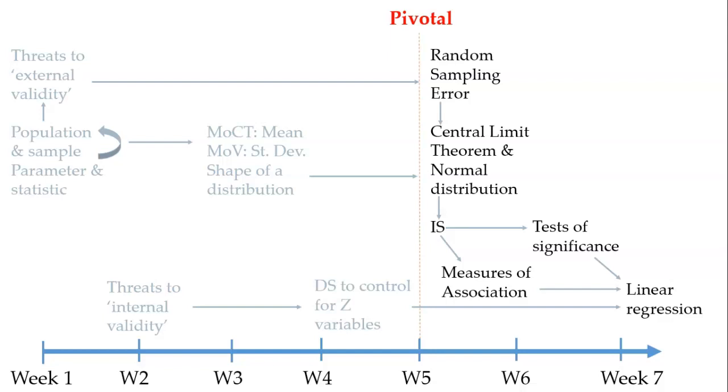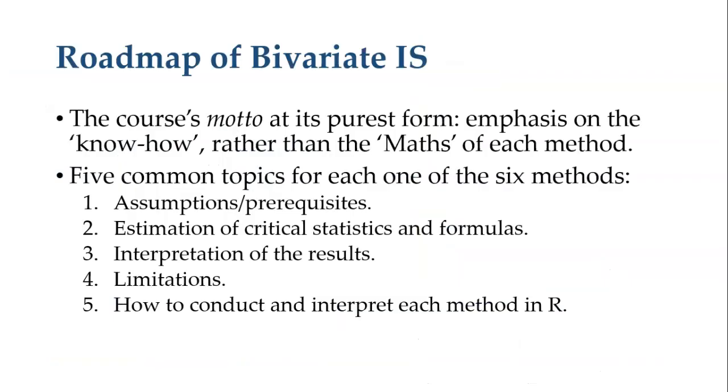But when we learned descriptive statistics, especially the second part of descriptive statistics, when we control for a third variable, we were thinking in terms of the threats to internal validity. Okay, so linear regression allows us to tackle both kinds of threats to inferential analysis. Okay, so this is the roadmap of today.